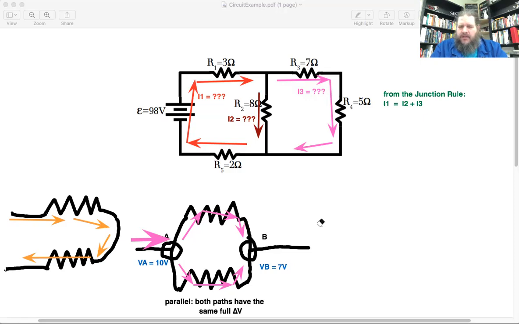For parallel, yeah, we might not know in advance how the current splits. So for instance, let's say the incoming current is 10 amps. That might split into 5 and 5, or it might split into 7 and 3, or 9 and 1, or 9.5 and 0.5. The important thing is the two paths have currents that add up to the original 10 amps. But at the next junction, those will merge back together. And so the outgoing current here will be 10 amps again.